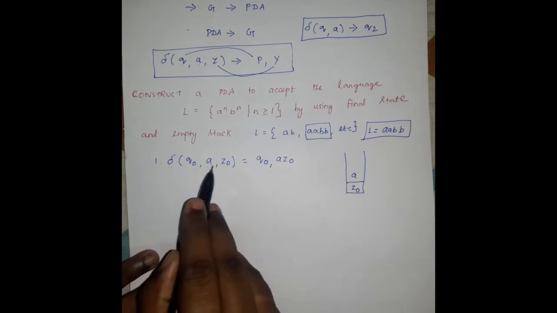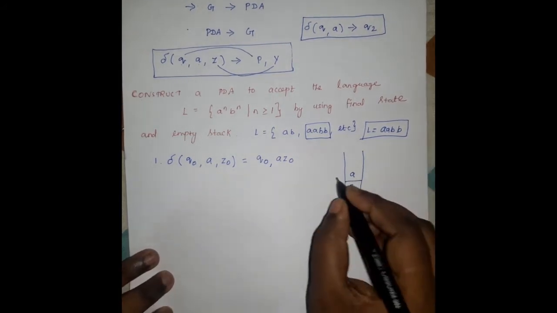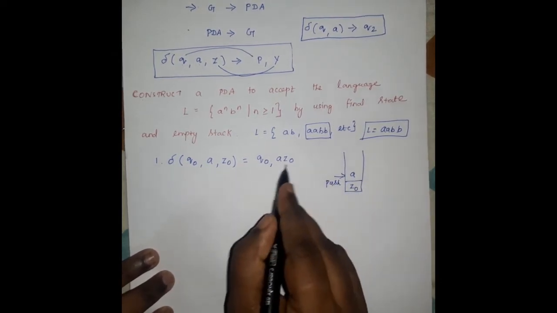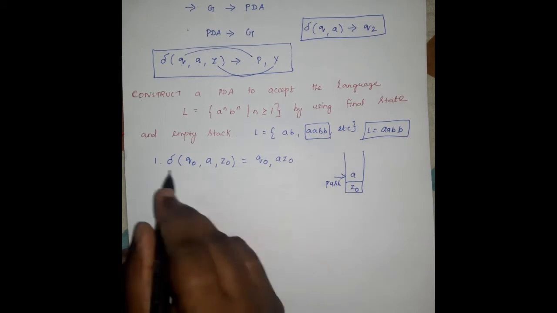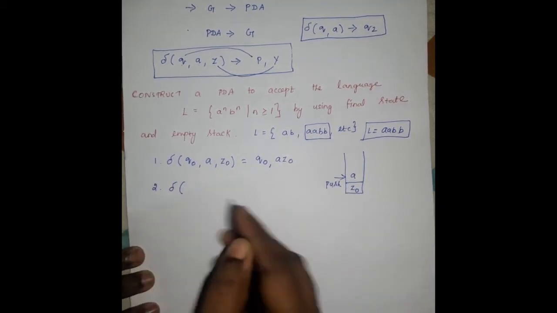Now after reading the input symbol A, the input symbol A is pushed into the stack. So now the stack elements are A, Z naught, right? This is the first step. And the second step is the transition function delta.